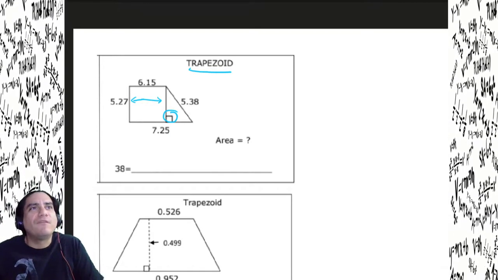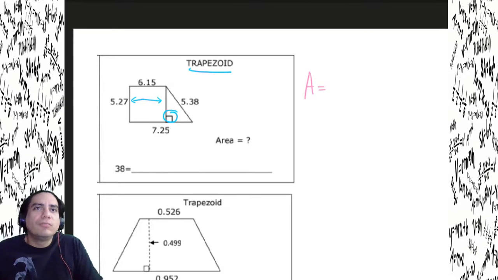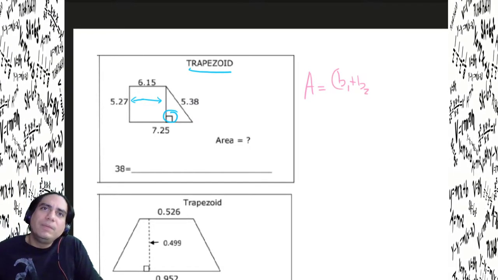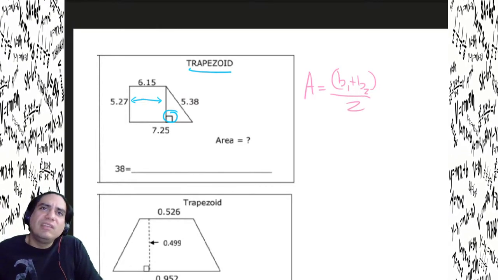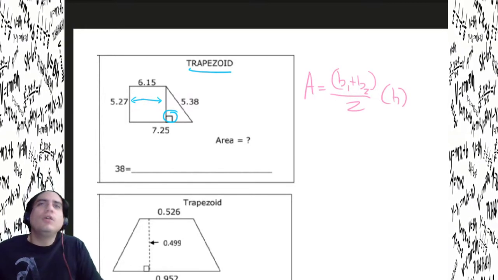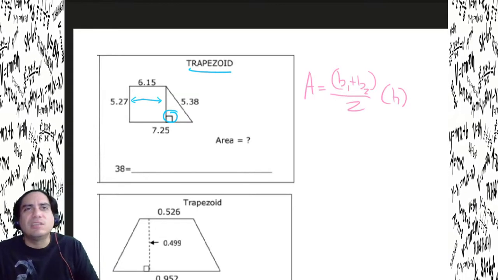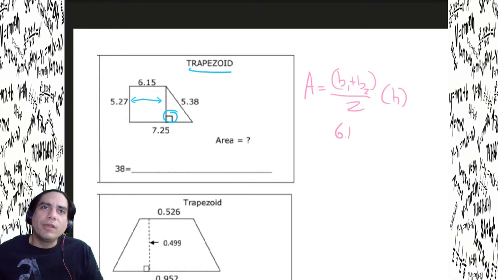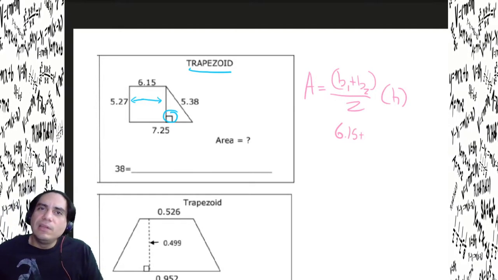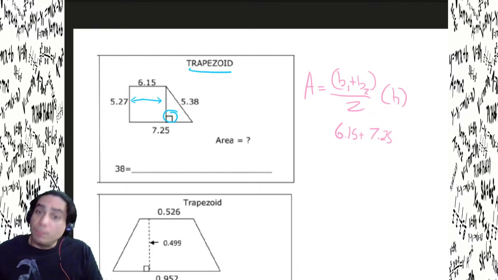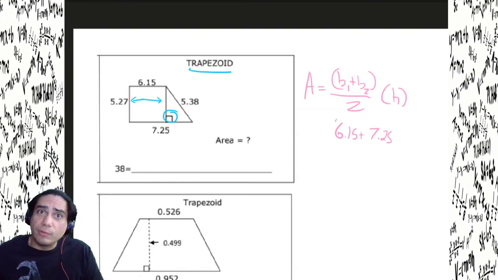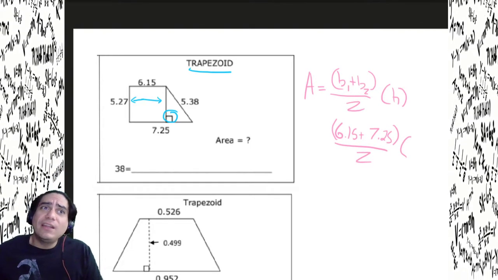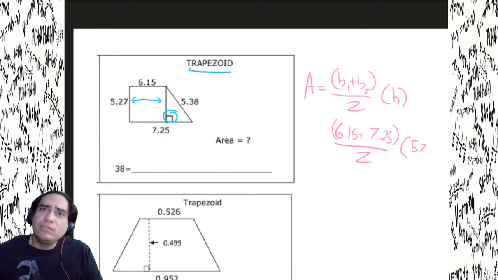Let's go ahead and set up that formula. Area equals. Now, of course, I'm going to write it a different way that I've seen before, because sometimes you may have different things here, and you want to know if you're doing it right. Essentially, it's going to be the same thing. We're going to get our bases. Let me substitute. We're going to get 6.15 plus 7.25. Notice the bases are the parallel sides. Parallel sides, remember, are lines that never intersect. We could cut that in half, and then multiply our answer by the height of 5.27.